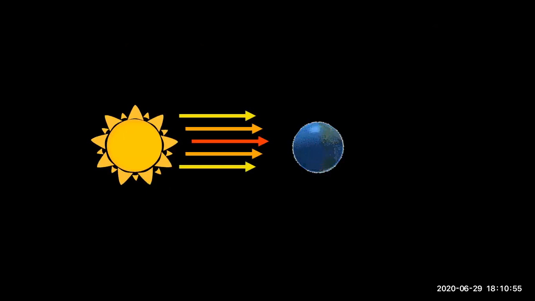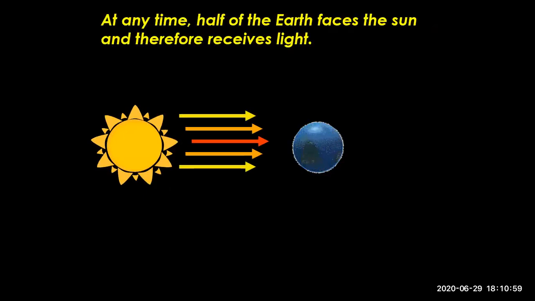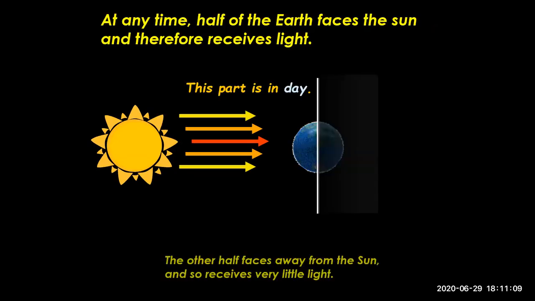At any time, half of the earth faces the sun and therefore receives sunlight. This part is in day, and this part is in night. The other half faces away from the sun and so receives very little light.